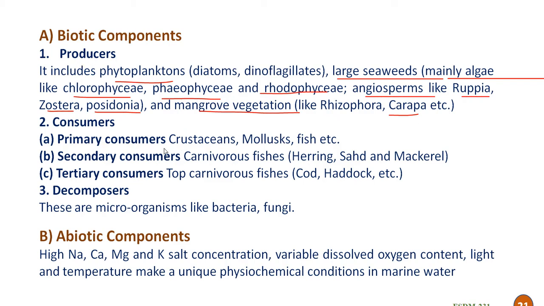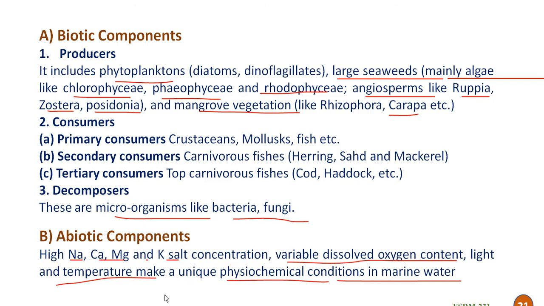Then consumers. In case of primary consumers, there are crustaceans, mollusks, fish. In case of secondary consumers, carnivorous species like herring, shad and mackerel. And in case of tertiary or top carnivorous species, cod and haddock are present in the ocean ecosystem. Then in case of decomposers, microorganisms like bacteria and fungi are present. And in case of abiotic components, high sodium, calcium, magnesium and potassium salt concentration are present, and variable dissolved oxygen content, light and temperature make unique physiochemical conditions in the marine water ecosystem like the ocean ecosystem.